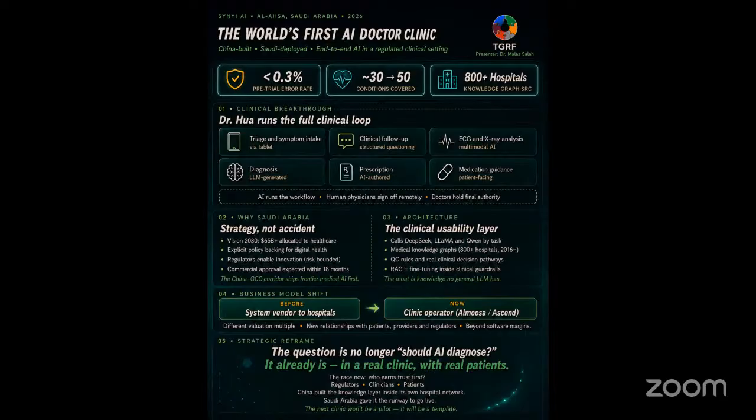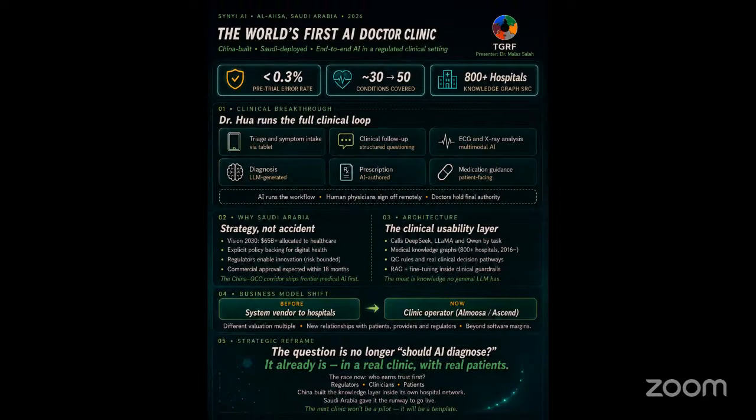The patient starts with triage and symptoms intake on a tablet. This means the first clinical data are collected digitally. The patient's symptoms, concerns, and initial presentation. Then the AI continues with clinical style follow-up questions. This is important because good medicine is not only about collecting symptoms, it's about asking the right next question. For example, when did the symptom start? What makes it worse? What associated symptoms are present? And whether there are any red flags.